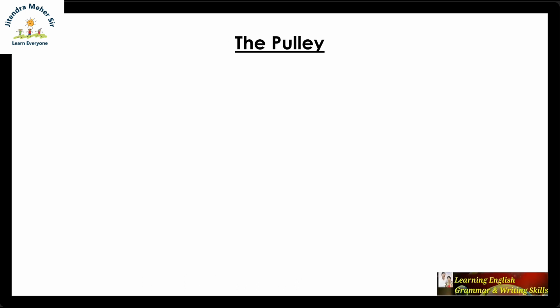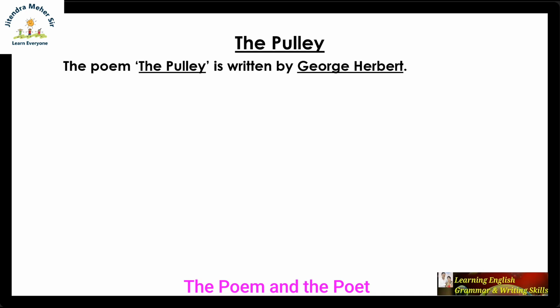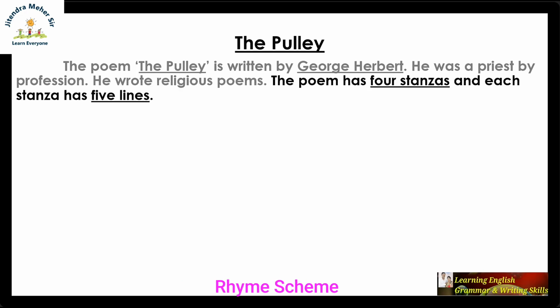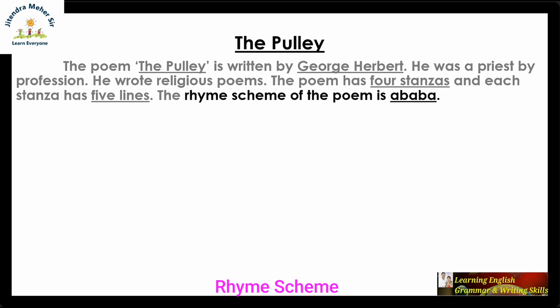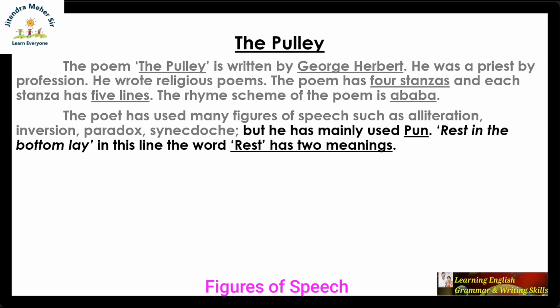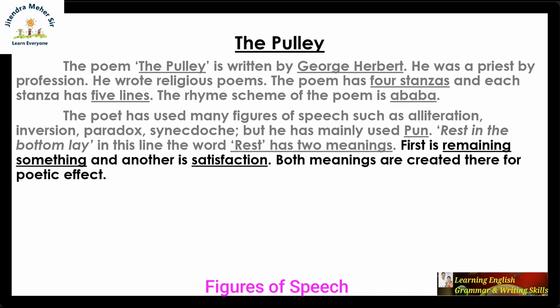Next poem, fourth poem, The Pulley. The poem The Pulley is written by George Herbert. He was a priest by profession. He wrote religious poems. The poem has 4 stanzas and each stanza has 5 lines. The rhyme scheme of the poem is A B A B A. The poet has used many figures of speech such as alliteration, inversion, paradox, synecdoche, but he has mainly used pun. Rest in the bottom lay. In this line, the word rest has 2 meanings. First is remaining something and another is satisfaction. Both meanings are created there for poetic effect.